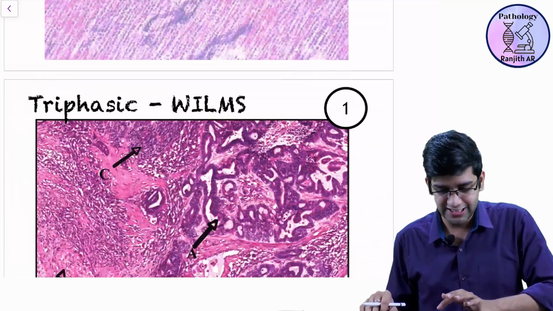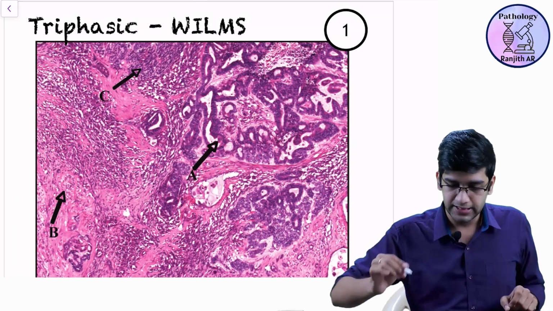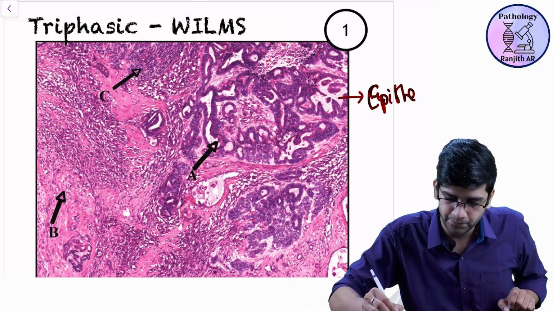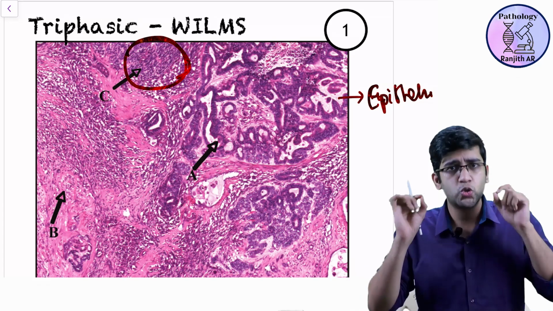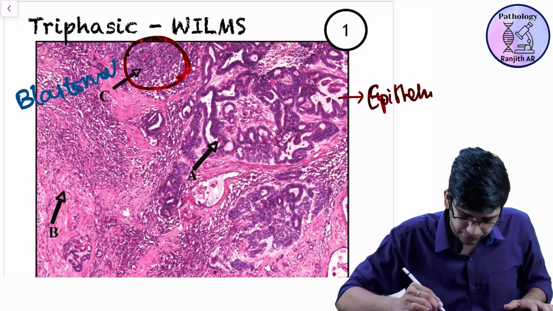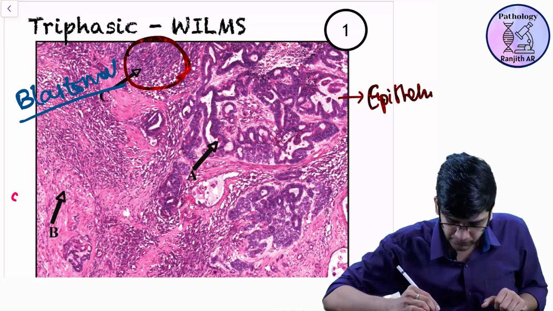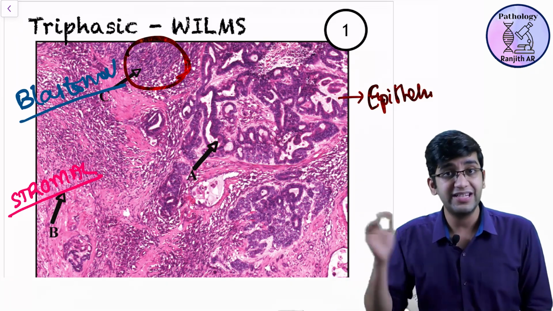The last but not the least, triphasic pattern. We saw biphasic, this is triphasic seen in Wilms. Triphasic means, what is this? This is a gland, right? Gland-like, which is epithelial. When you see this place, where I'm putting a circle, it looks like small blue cells. That's called a blastemal pattern. Okay, this is blastemal. Small blue cells. When you look at the B, which is being marked, it looks pink. That is stromal. We'll read them in detail when you come to Wilms. But when you see a triphasic pattern, I'm going to think of Wilms tumor. Fine. That's about the 24 patterns.